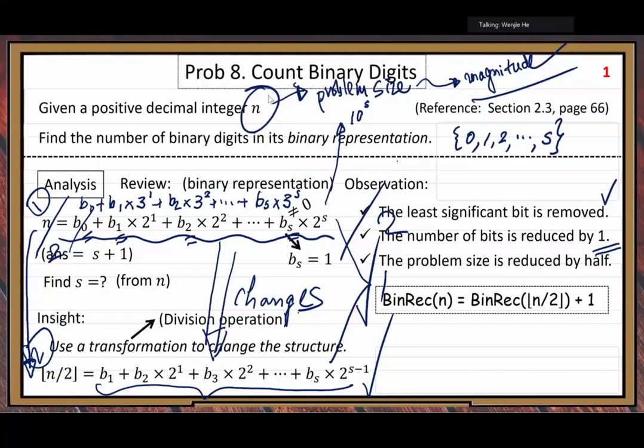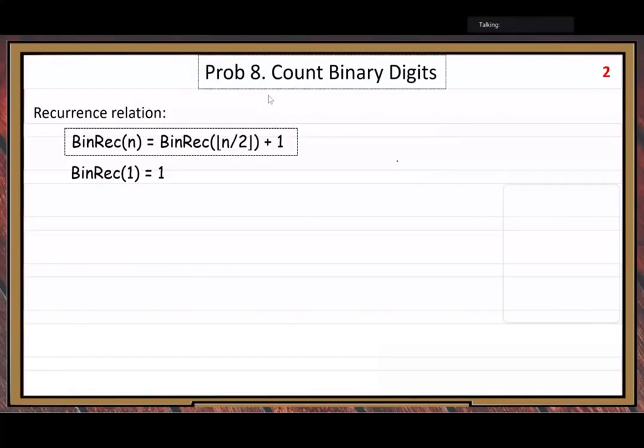Next step, we want to find a solution. We need a base case: if n equals 1, then 1 bit. So that's the base case. Now, let's solve this recurrence relation.